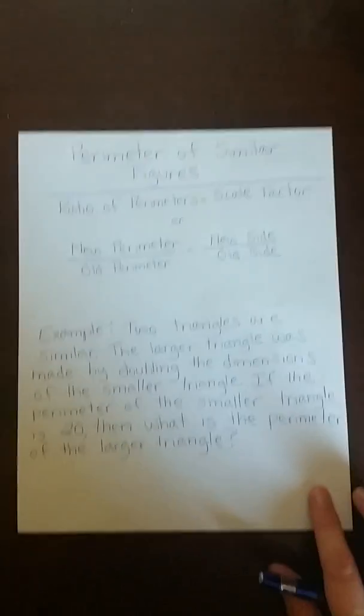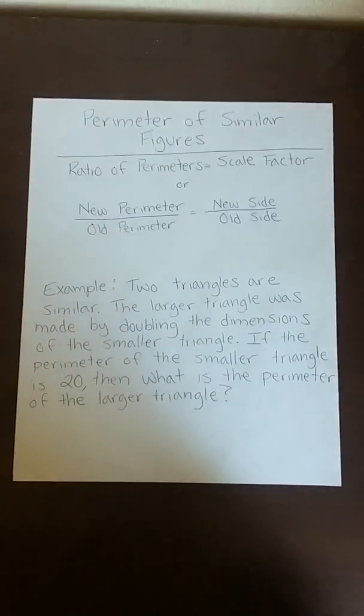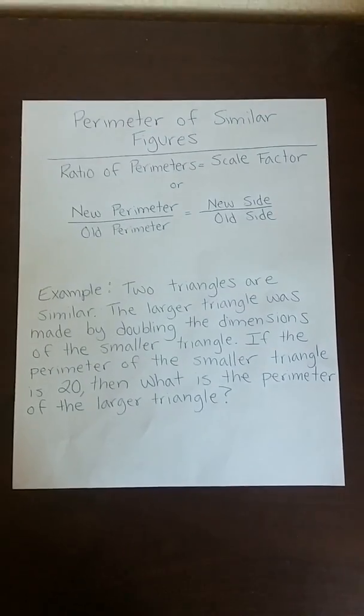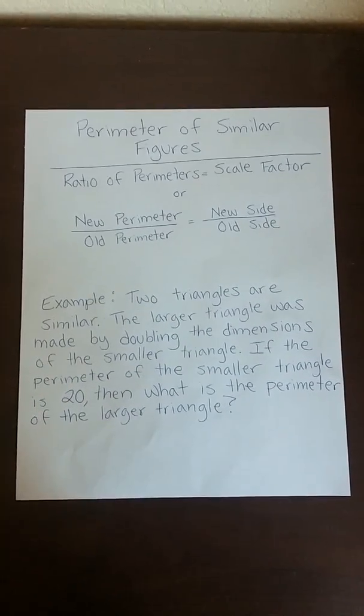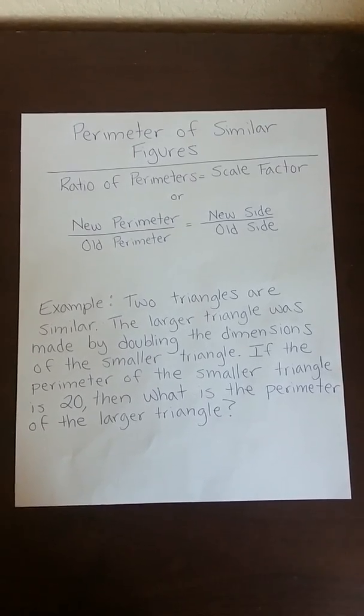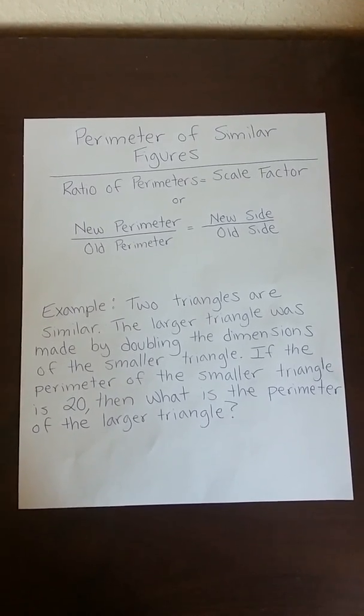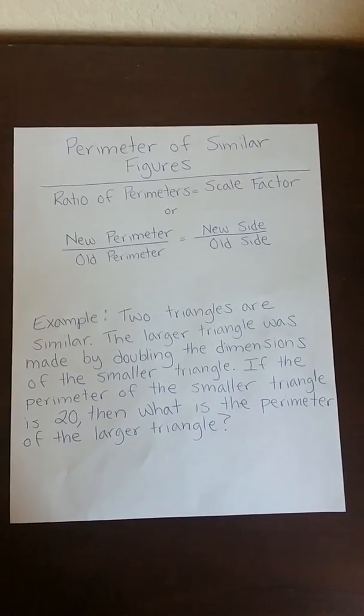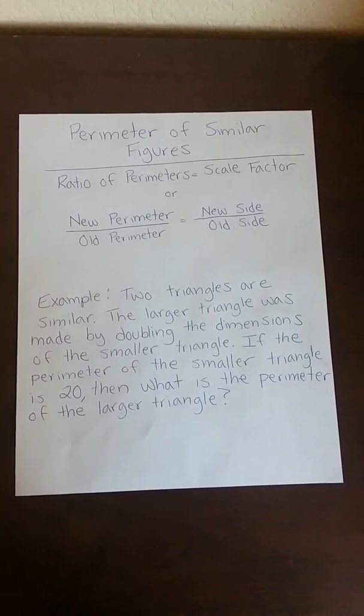So, for example, here's an example. Let's say two triangles are similar. The larger triangle was made by doubling the dimensions of the smaller triangle. If the perimeter of the smaller triangle is 20, then what is the perimeter of the larger triangle?